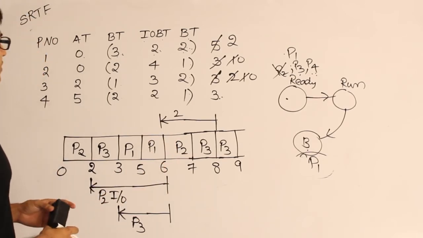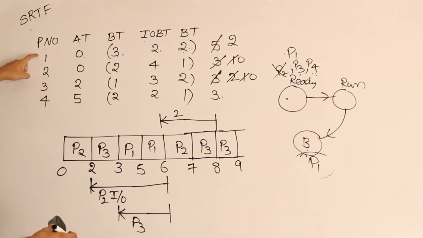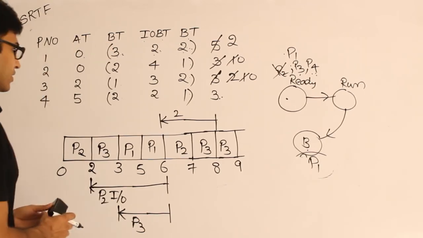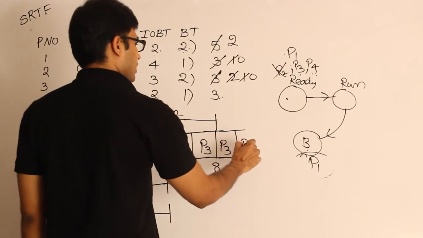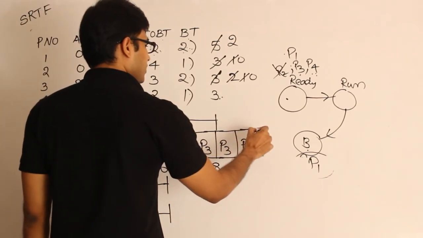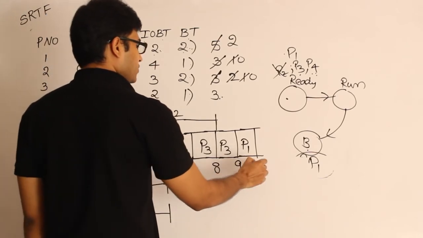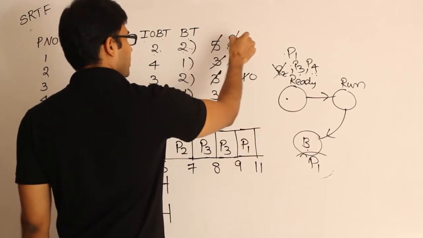Then what are the two processes remaining? One process remaining is P1 and the other process remaining is P4. And among these two processes, which one do you want to schedule? P1 requires only 2 units, therefore P1 is obviously the candidate. Now P1 will be scheduled for how much? 2 units of time. Therefore it is going to run till 11 and it is going to be completed.